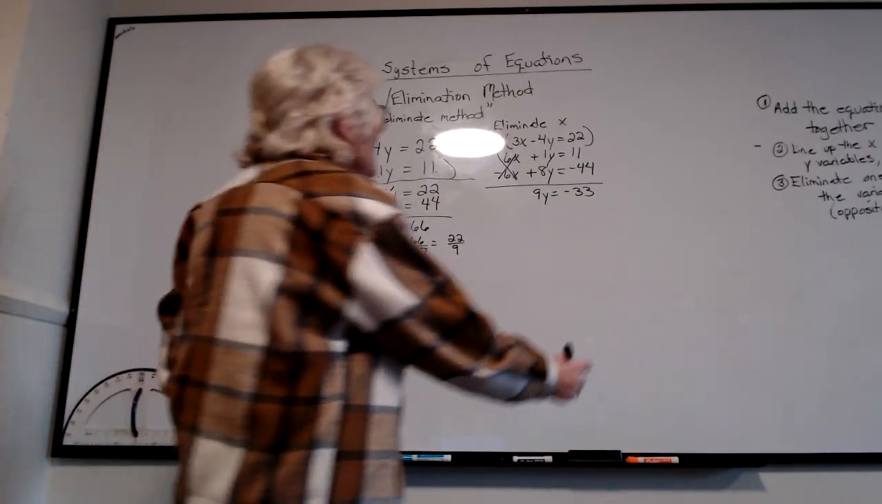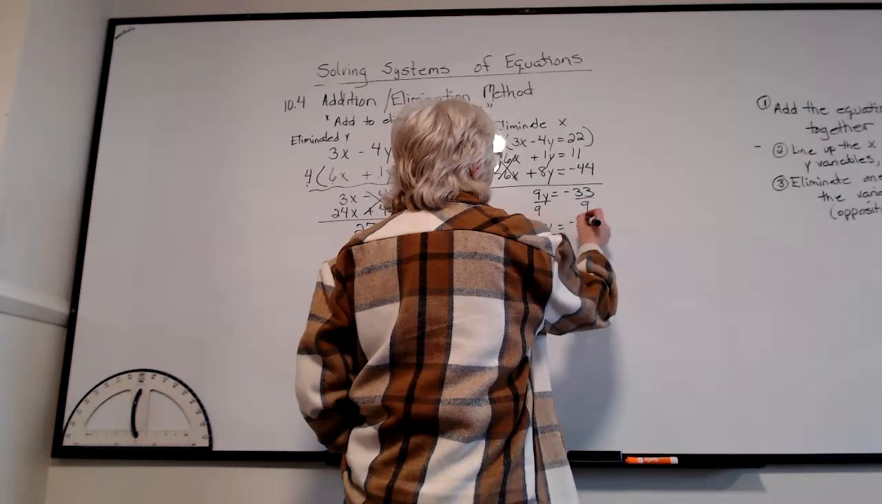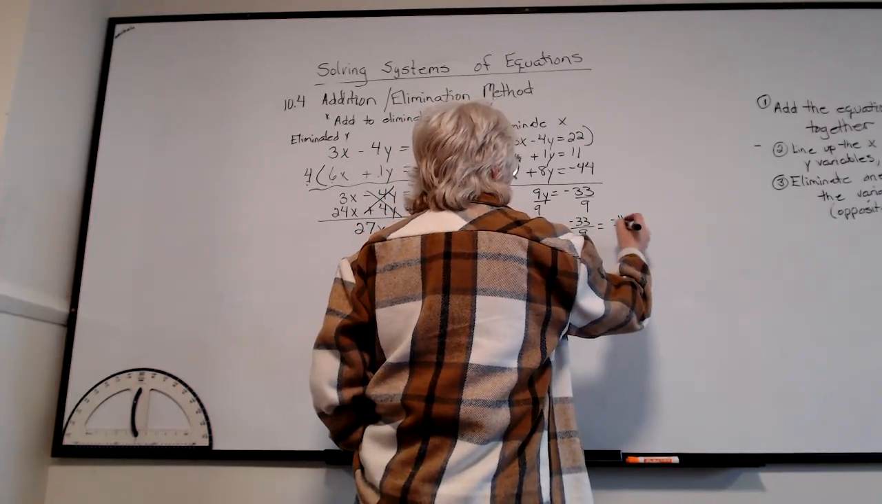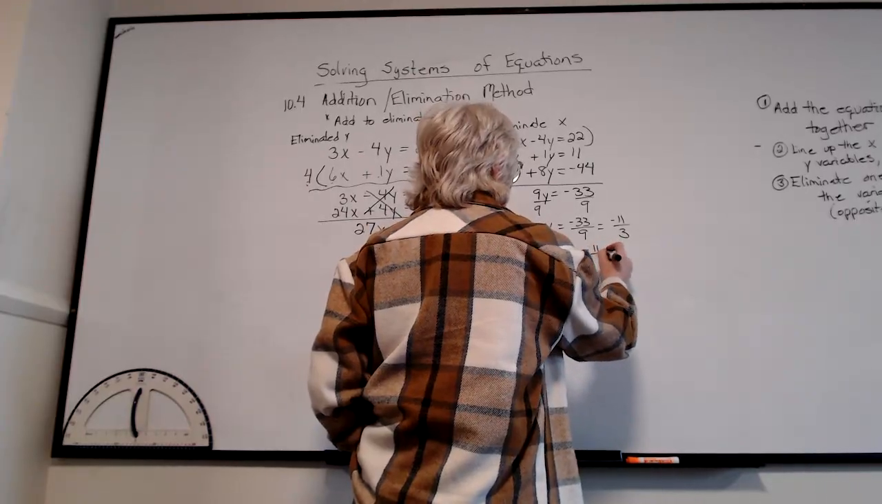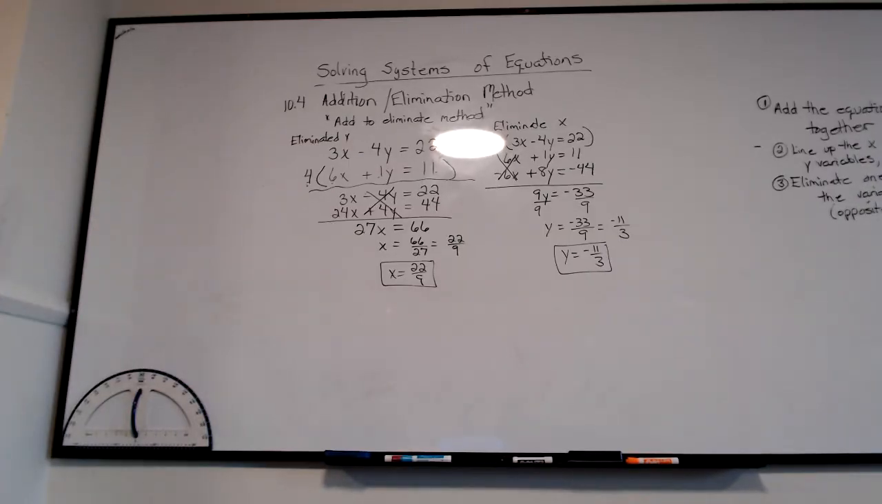I divide by 9. So y equals -33 ninths, which I can reduce by 3, -11 thirds. So y equals negative 11 thirds. Some people find that easier. They don't have to work with the fractions as much. Okay, so you can eliminate the x and then the y, or you can eliminate the y and then the x. It works both ways. Makes sense to you. Okay, so that's to eliminate.